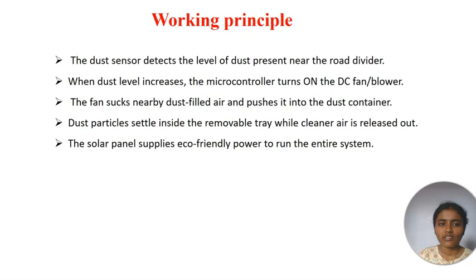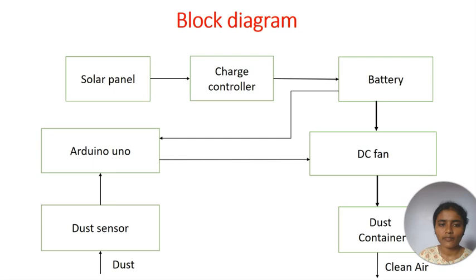Working principle. Let us see the working principle of this system. Here we used a solar panel which generates electricity using sunlight, and it sends it to the charge controller. The charge controller manages the charging of the battery. It also protects the battery from overcharging. The battery is connected to the Arduino Uno and a DC fan, and it gives power to both the microcontroller and the DC fan.